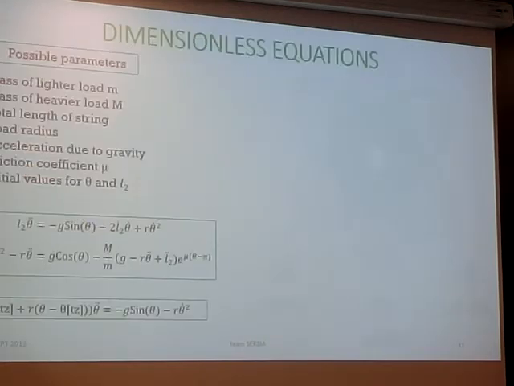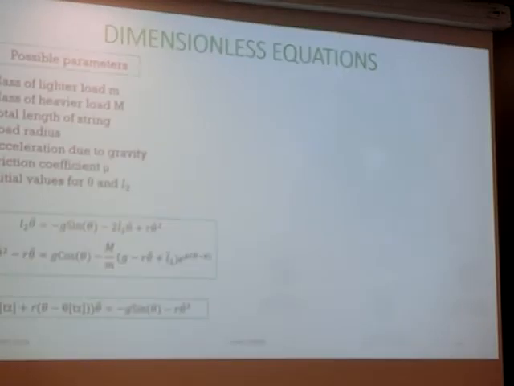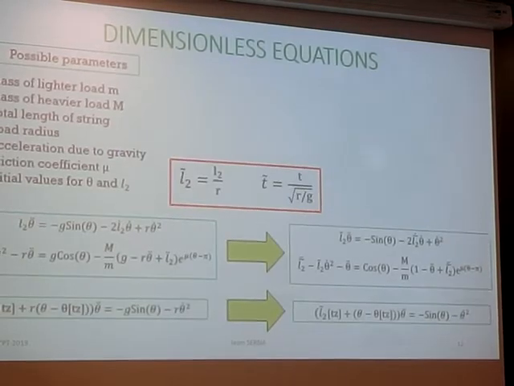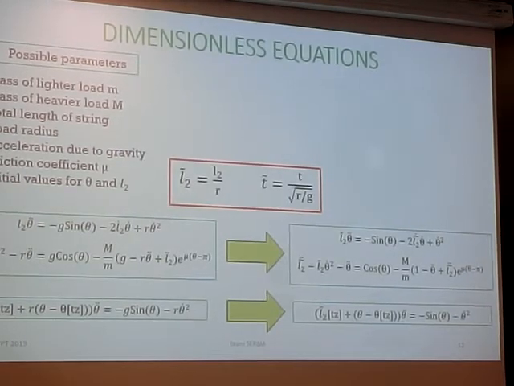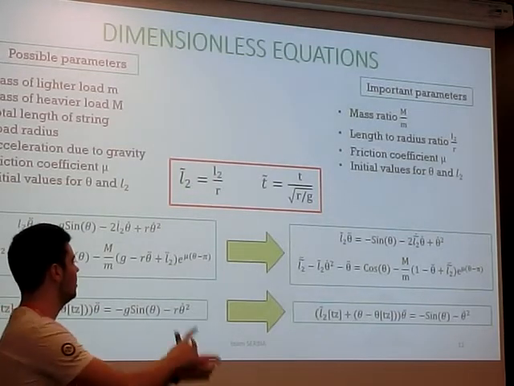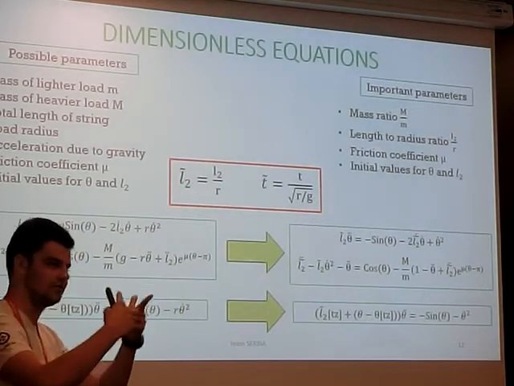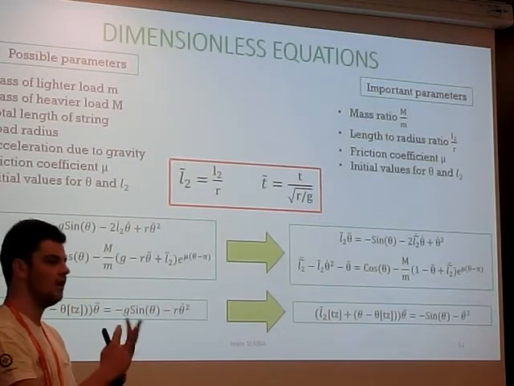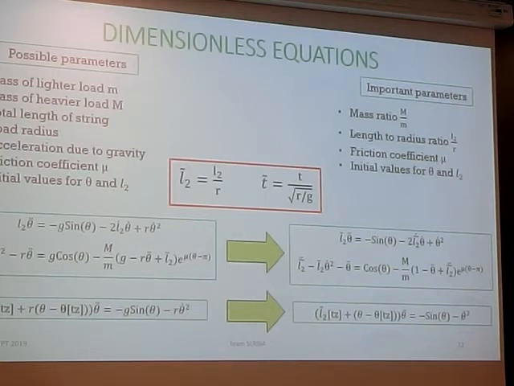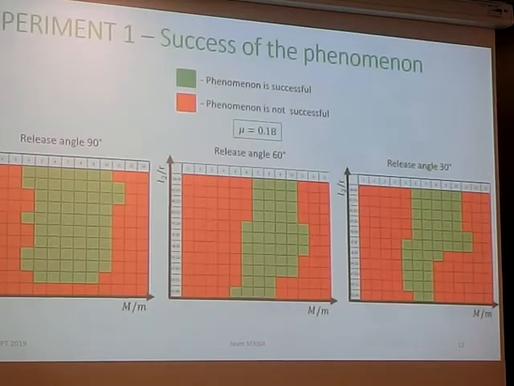To see which parameters are really important, we transferred our equations 5, 6, and 7 to dimensionless equations. From here, we can see there are only 4 important parameters: the mass ratio, the length to radius ratio, the friction coefficient, and the initial values of some parameters. For those parameters, we are going to show you our first experiment.